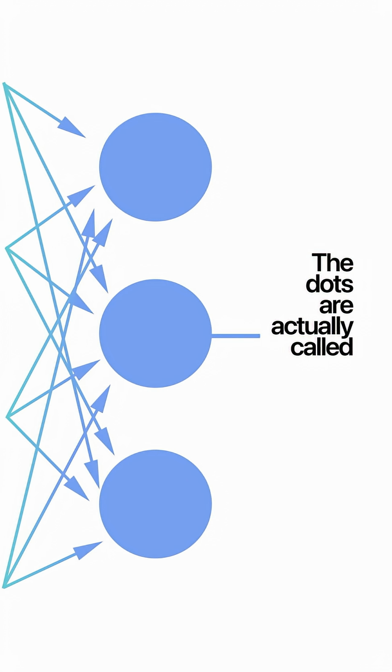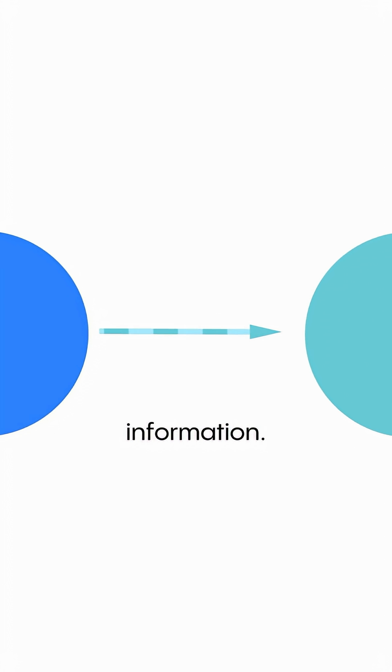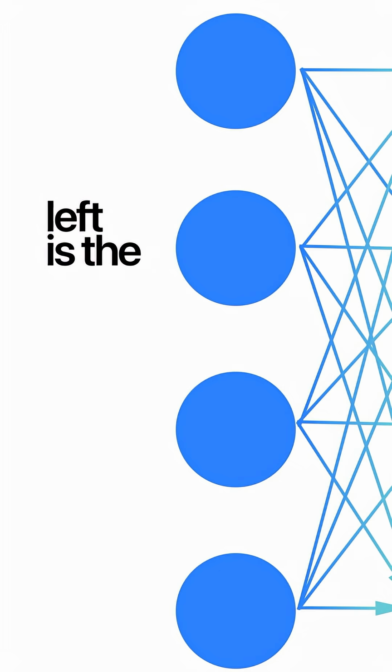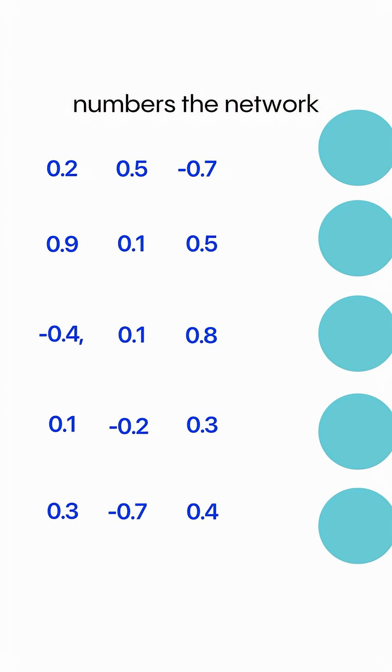The dots are actually called neurons or nodes, and the lines between them are connections that pass information. These lines are also called the weights of the model. You might hear that companies release the weights. On the left is the input layer, where data enters, like pixels from an image or words from a sentence. These are turned into numbers the network can process.